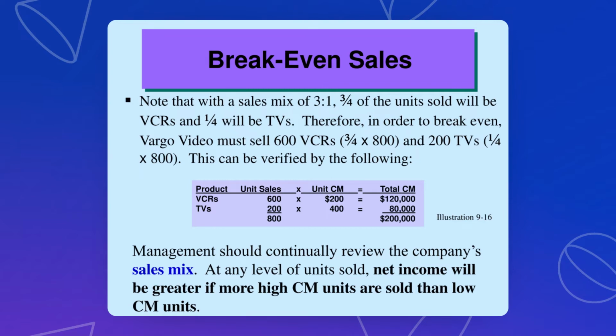Now, management should continually review the company's sales mix. Now, at any level of units sold, net income will be greater if more high CM units are sold than low CM units. So, malamang, mas malaki ang high VCRs because VCRs has 600 in terms of your unit sales. Well, TV naman is you have 200. Okay? So, all in all, our total CM is worth 200,000.